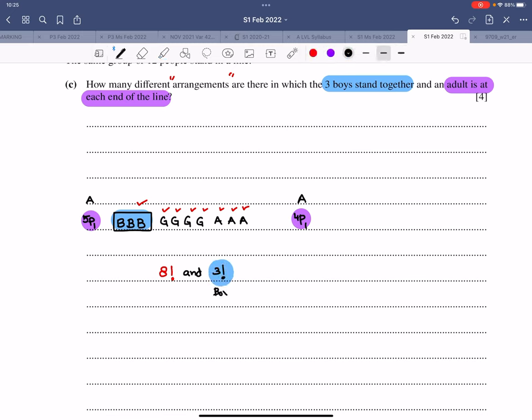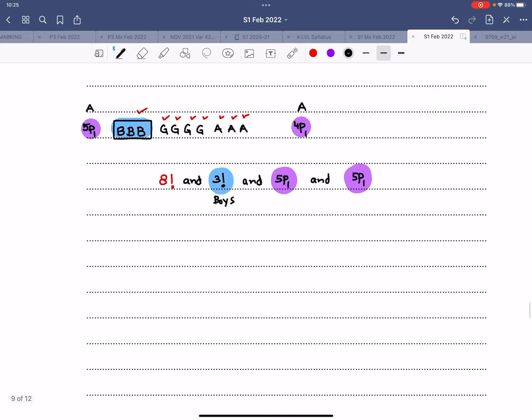What is happening at the end? You have 5 possibilities for adults at the one end and adults at the other end. They are the same category, so there is no swapping. So this is 5P1 and this is 5P1. So you multiply all of them together, and that's a big answer that you get.